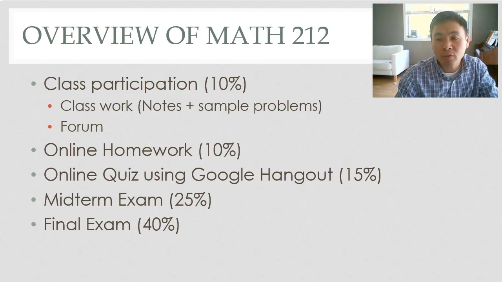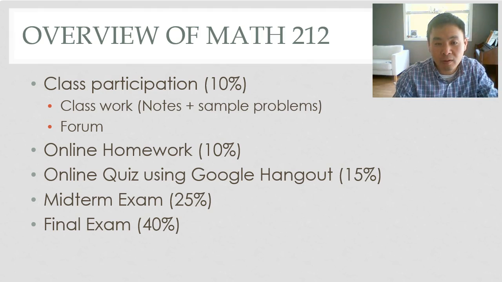Math 212 differential equations will be graded using these 5 areas. First is class participation, 10%, online homework, 10%, online quiz using Google Hangout, 15%, midterm exam, 25%, and final exam, 40%. Now, you may notice that there's the classwork and the homework. Let me explain the distinction.